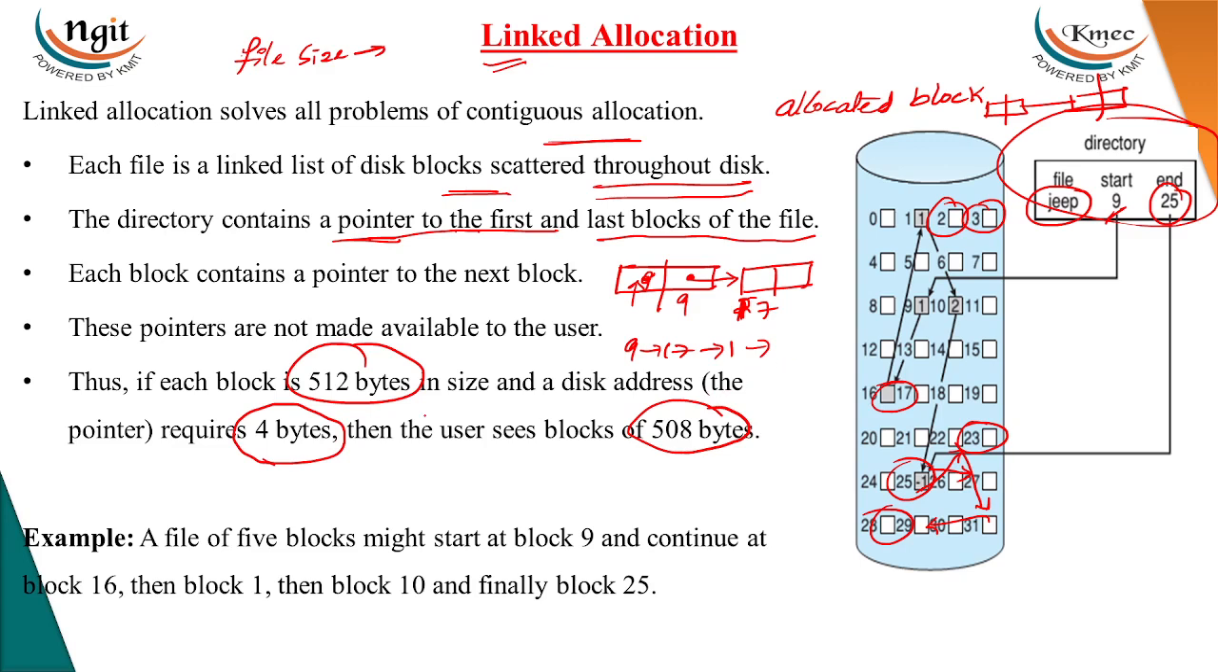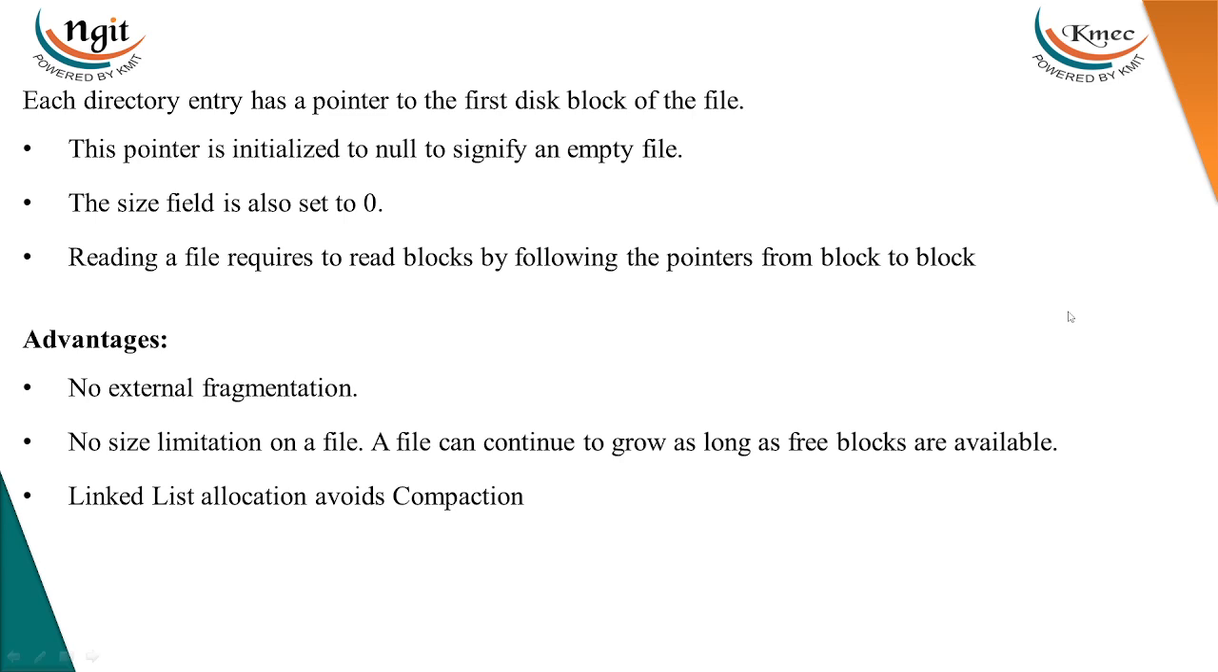So the pointers in linked allocation will take some amount of space. A file of 5 blocks might start with block number 9, continue to block number 16, 1, 10, and finally end at 25. That will be this particular file. Each directory entry has a pointer to the first disk block of the file. A pointer is initialized to null if it is an empty file, and the size of the file is set to 0.